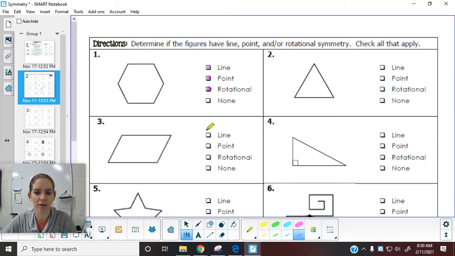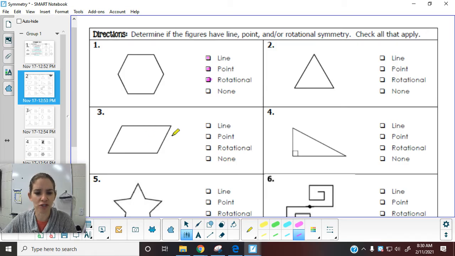If we look down below at number three, this one is tricky. A lot of people want to say that they have line symmetry, and some people will say that it's here. And pardon my rough drawing here, but if you notice, this side is much longer than this side.